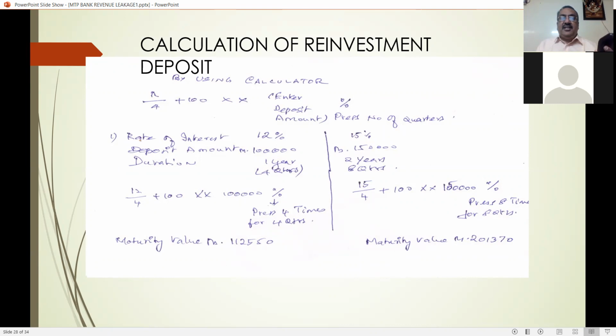Has anyone done this exercise? This is a formula. If you want, you can take a screenshot, and this will be useful to you. 12 divided by 4 plus 100 plus 100 into 1 lakh plus the percentage for 4 quarters, if it is for 1 year. Has anyone done this exercise, sir? Okay, I think I have not received any answers, because there are some 14 members here.